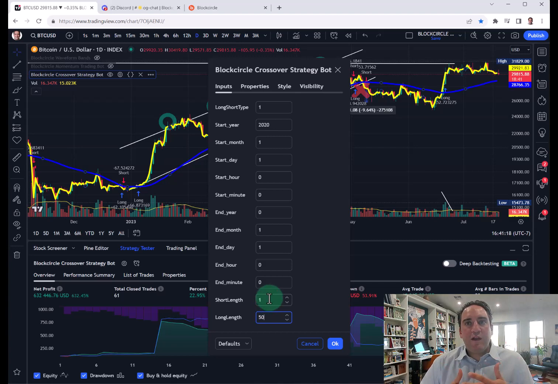What this is looking for is a crossover between those two. Whenever the short length moves above the long length, that would signify a crossover of potential significance, and then it tries to look to long, right? And the same, and vice versa, right? So you can modify that however you want, but by default, that's how it's programmed. So that's the main inputs.